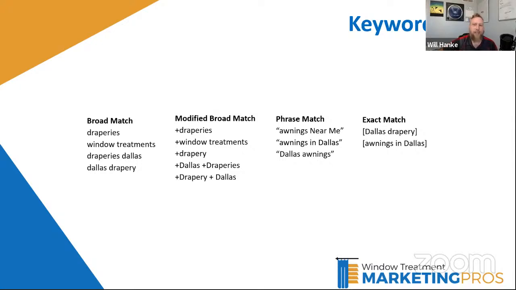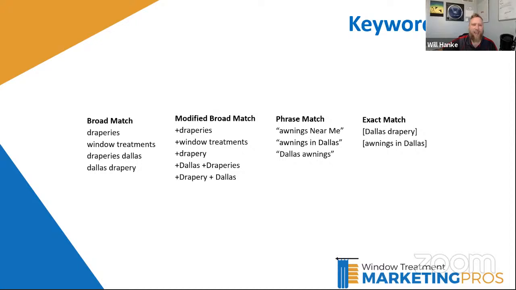And then lastly is exact match. Exact match means I only want to show my ads to people that type this in exactly and nothing else. So if they type Dallas drapery, my ads will show up. If they type in Dallas drapery near me, the ad would not show up. It has to be an exact match in that case. So these are the 4 different keyword types.